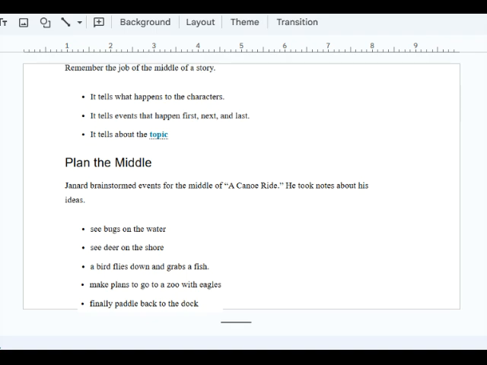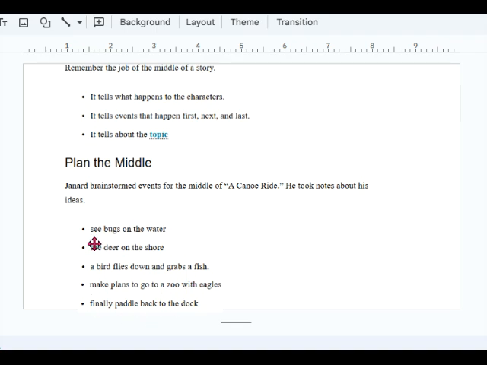Remember the job of the middle of a story. It tells what happens to the characters. It tells events that happen first, next, and last. And it tells about the topic. Gennard brainstormed events for the middle of a canoe ride. He took notes about his ideas. So you can see these are just notes. They're not complete sentences, and that's okay.